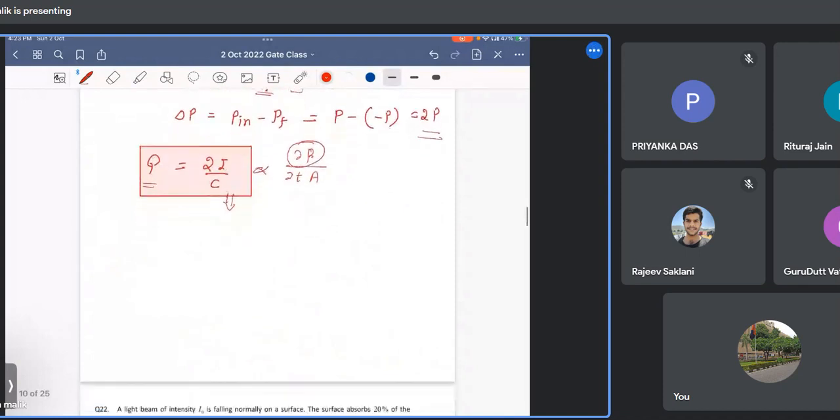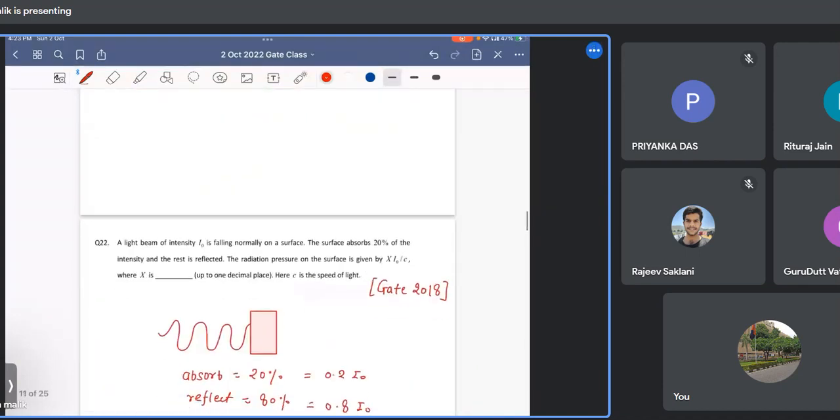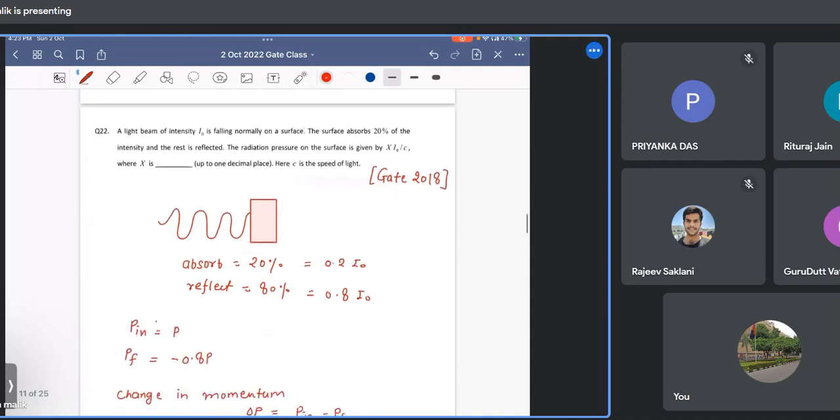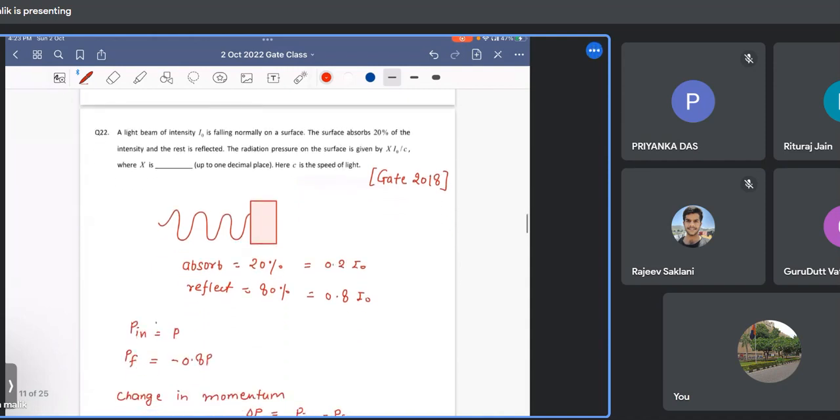So this is the basic thing regarding the Poynting vector. With that, we are going to solve some questions from the GATE exam. This type of question came in GATE 2018, question number 22, which is given as: a light beam of intensity I naught is falling normally on a surface, and the surface absorbs 20% of the intensity and the rest of it is reflected. We have to find the radiation pressure on the surface in terms of I naught by c.